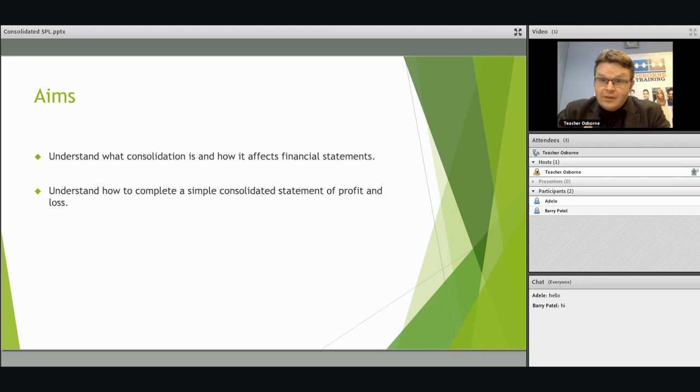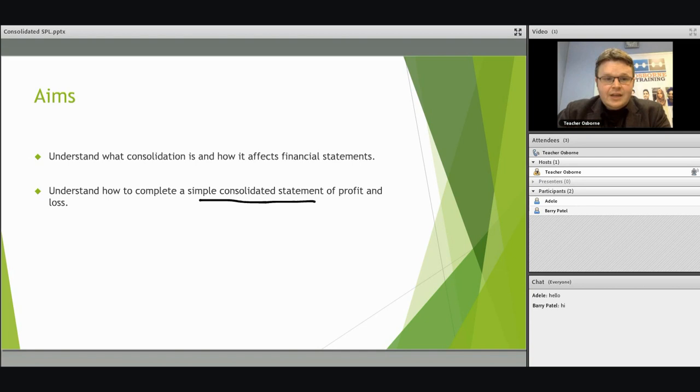Now we are only going to be looking at the statement of profit and loss in this introductory lecture, but it also affects the statement of financial position as well. The SPL, or Statement of Profit and Loss, so you often hear me say SPL just to shorten it down, is a nice introduction to consolidations because there's not as many adjustments that need to be made, as we will see later in the Statement of Financial Position. So that's our first goal.